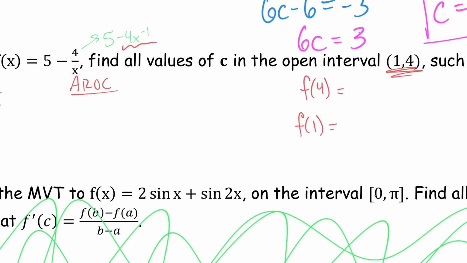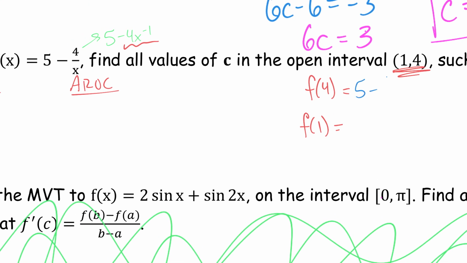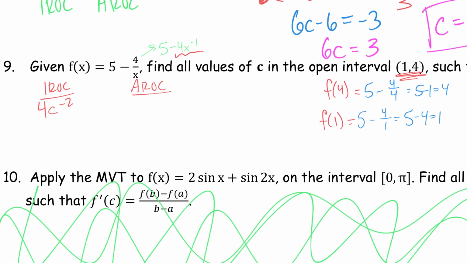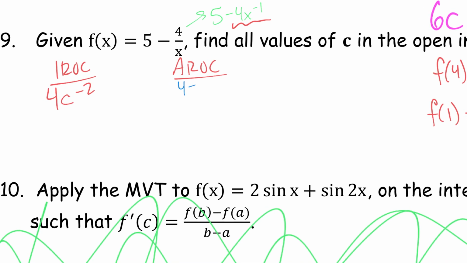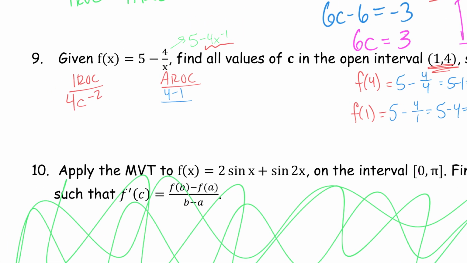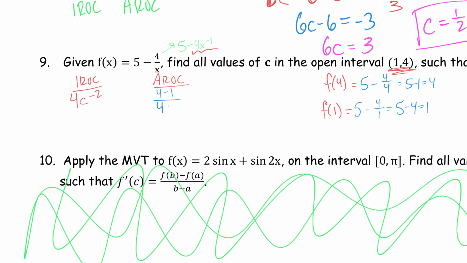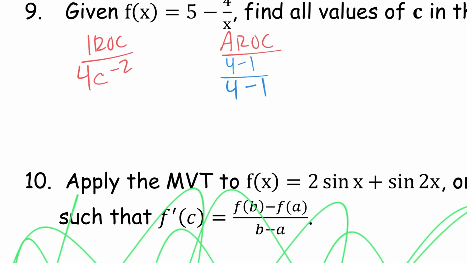And let me change colors here. So I'm going to plug in 4 into x. 5 minus 1 equals 4. Great. And I'm going to plug in 1 into x. 5 minus 4, that's 1. Okay, so our average rate of change is going to be 4 minus 1 over 4 minus 1. Okay, so 4c to the negative 2 equals 4 minus 1 over 4 minus 1. That's going to be 3 over 3, so that equals 1.